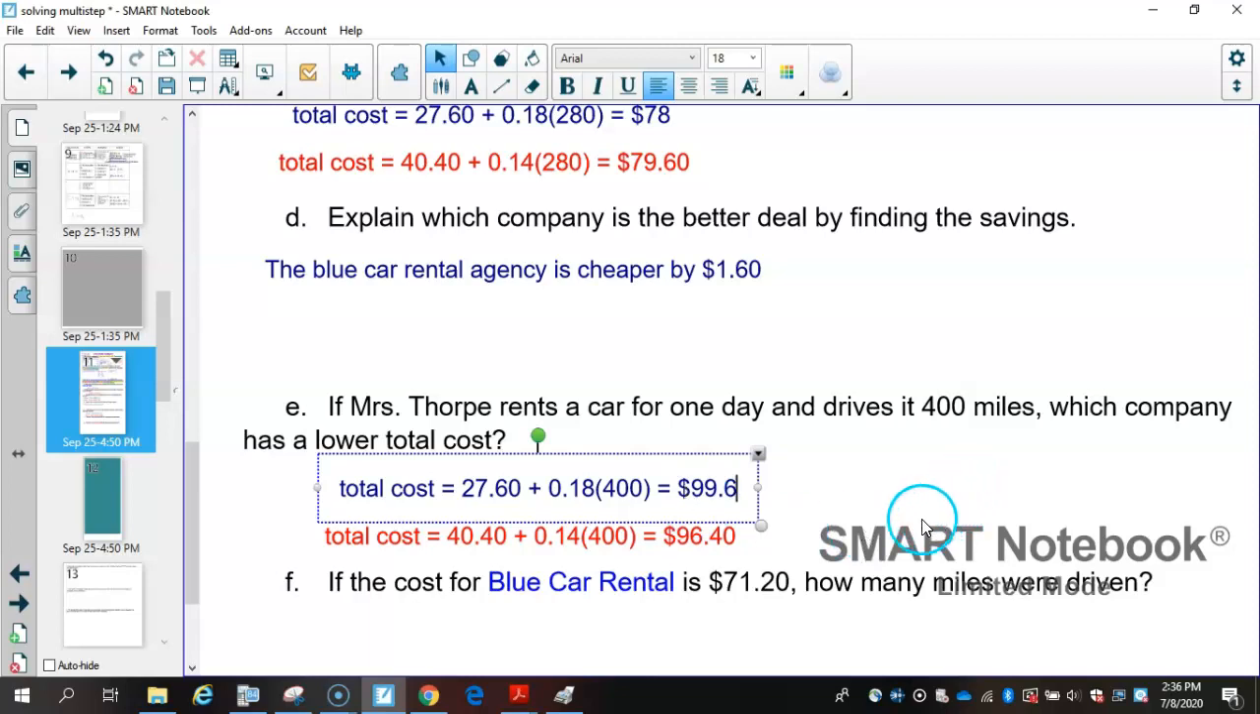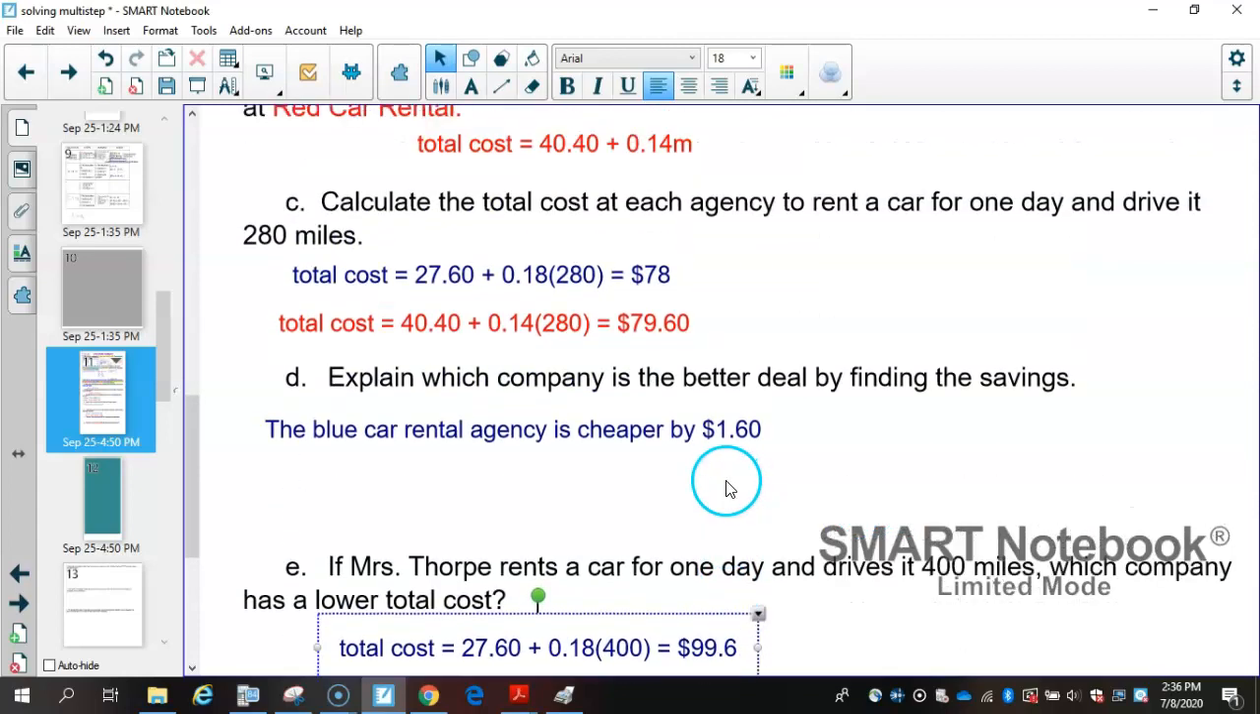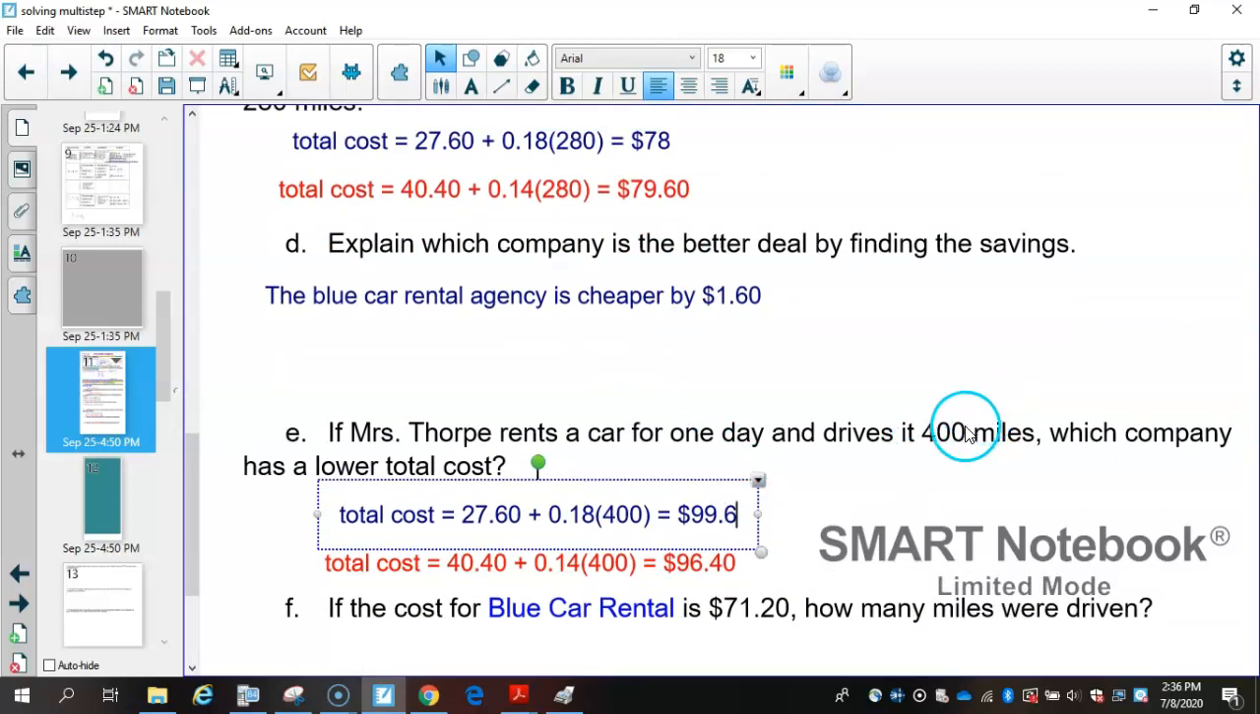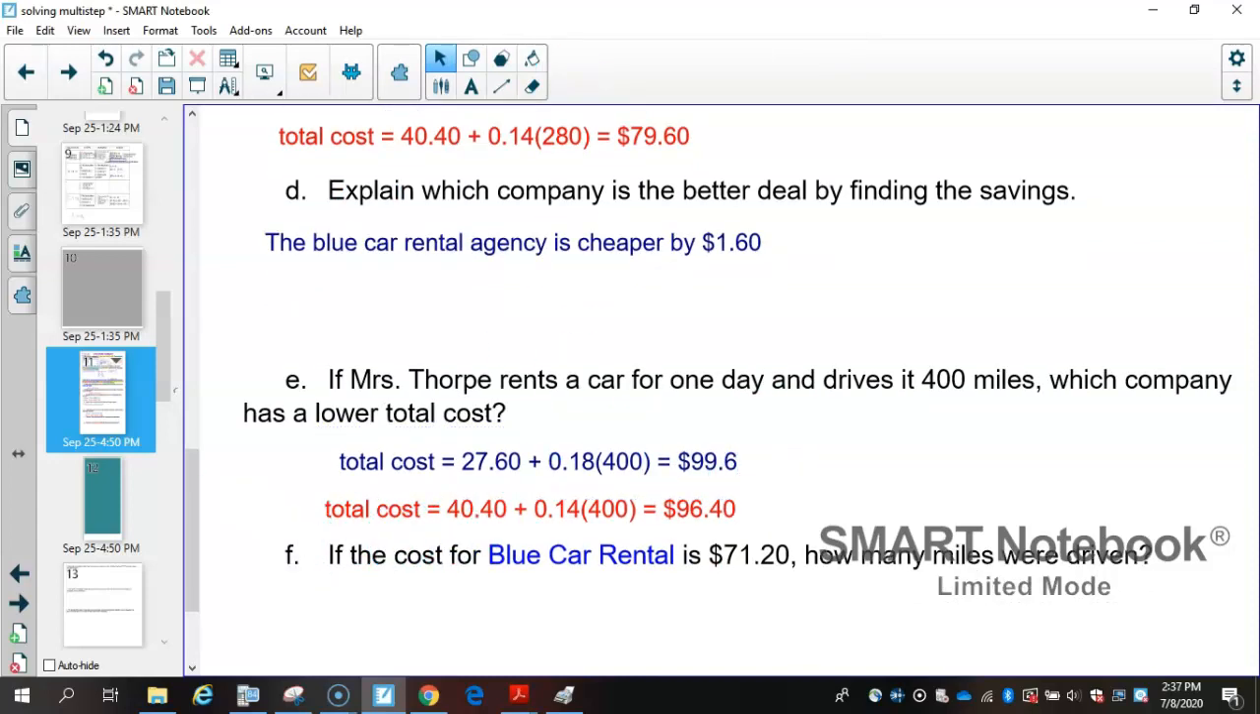Right? Now, something weird happened, because before we drove the car 280 miles and the blue car rental agency was cheaper. But now that we have driven it 400 miles, the blue car rental agency is actually more expensive, which is weird. So now the lower cost is the red car. I'm just going to do this to say that this one is now the lower cost.